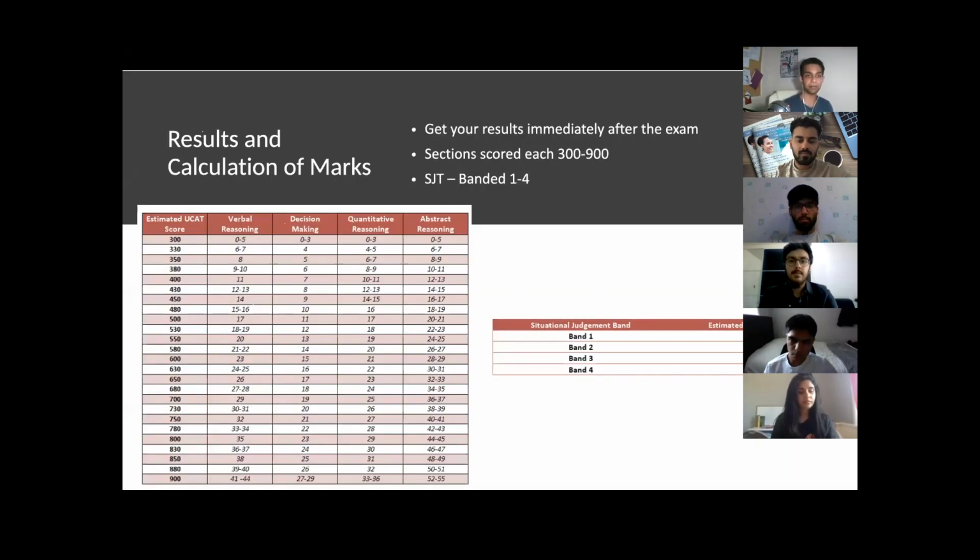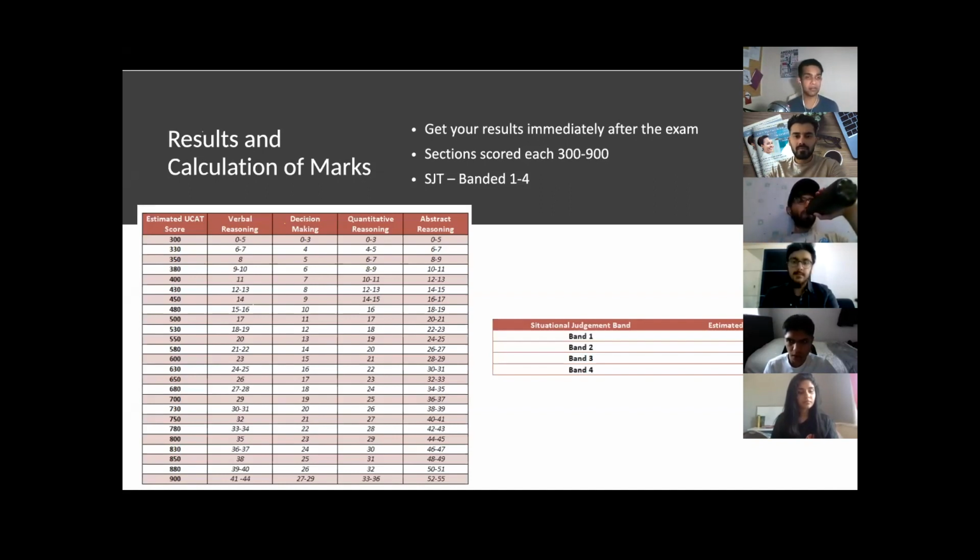Now, when it comes to scoring in the first 4 sections, there is always 1 right answer and the rest of them are wrong. That's always the case. But situational judgment is again slightly different. In situational judgment, there can be partially correct answers, which are equivalent to half of one question. So that can account for your score.